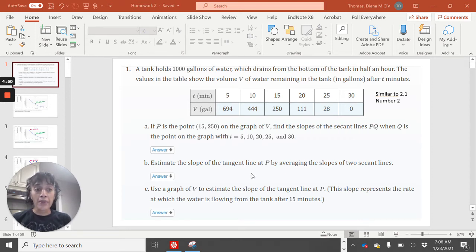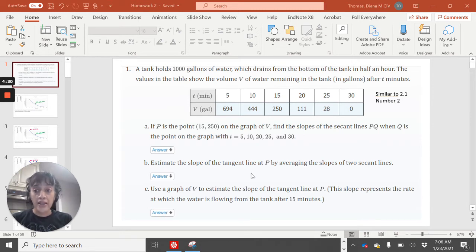The first problem you have, I'm doing number 1, you are assigned number 2. So this is similar to 2.1 number 2. You have a tank with a bunch of data. It's draining, it's got a hole in it. This is a problem probably we all encounter, not, but it's a cooked up problem.